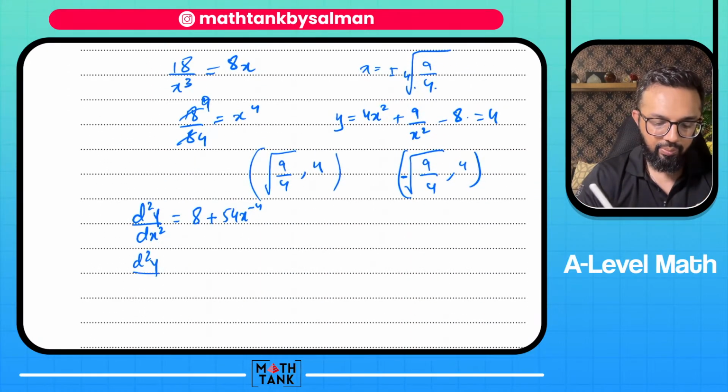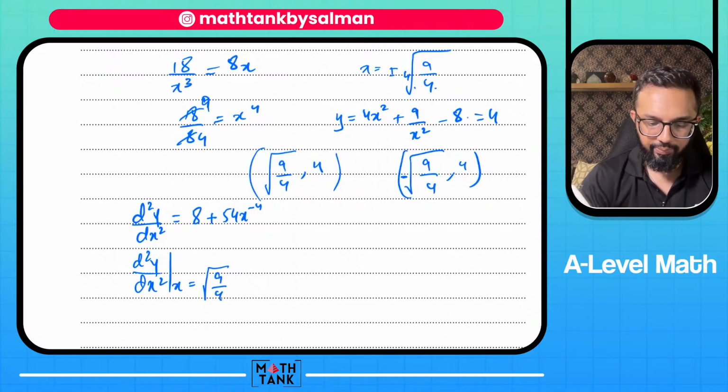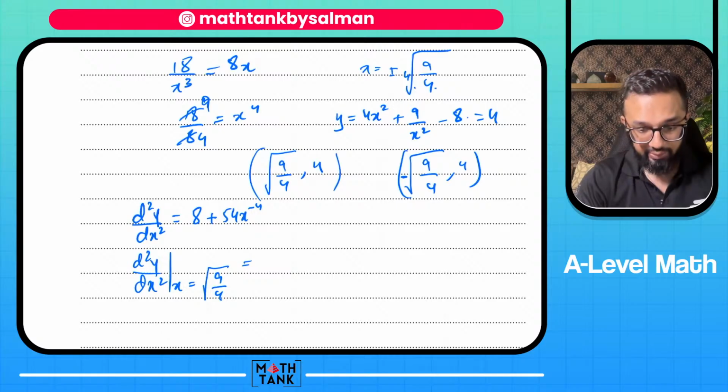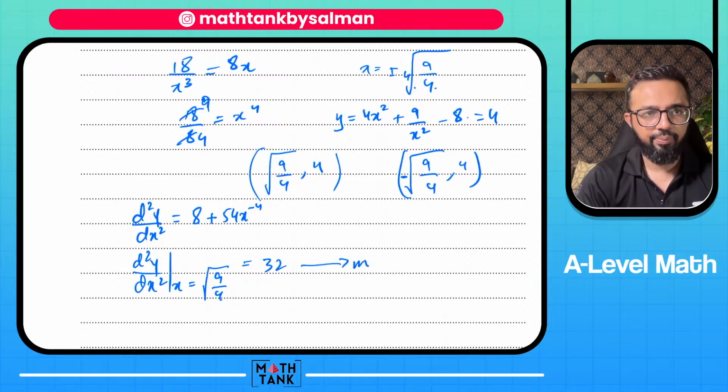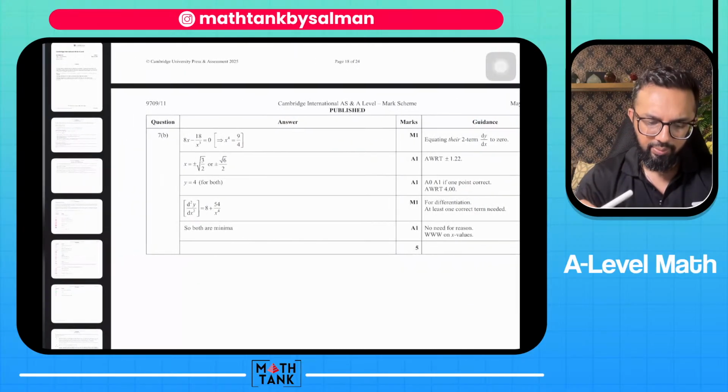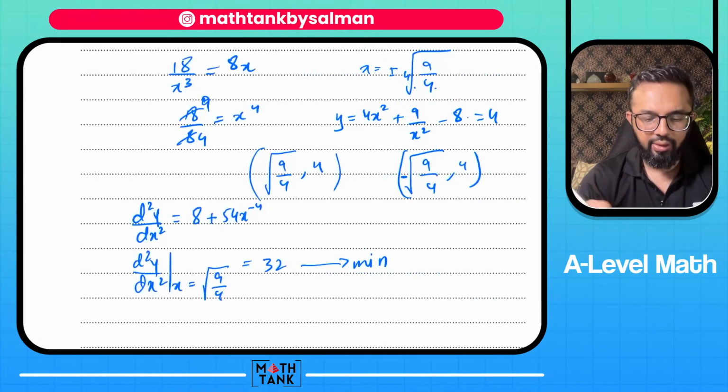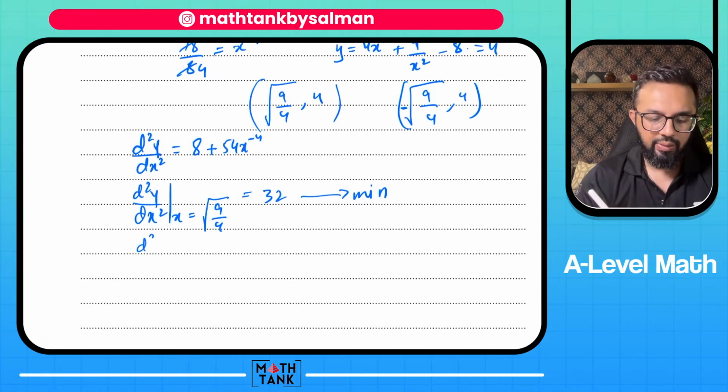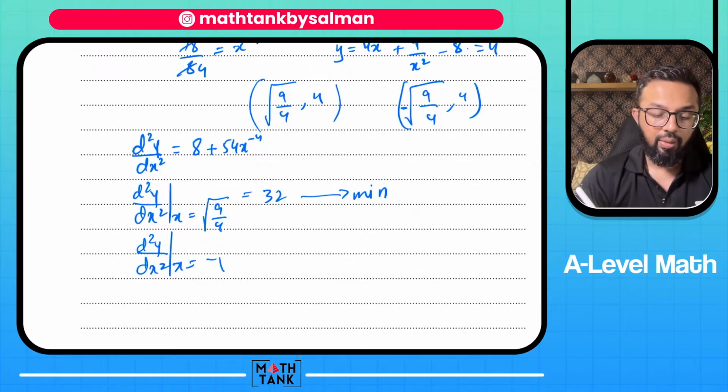So d square y over dx square at x equals root of 9 over 4 is a positive number, that's 32. So that's a minimum. But what about the other one? Both are minimum actually. Okay, that's what I was thinking as well, that you don't have a maximum point in this.